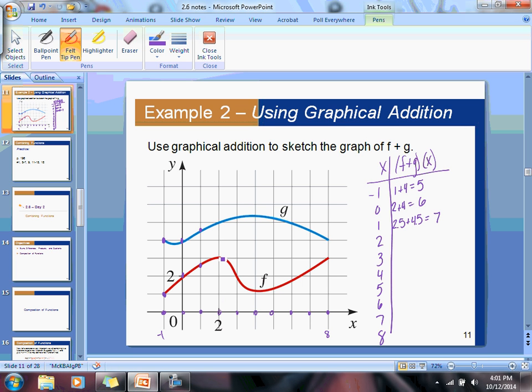Okay, at 2, looks like we were at 3 and 5. That's good because they're whole numbers. 3 and 5 is 8. At 3, looks like f gave me a value of 2. And then g, oh, maybe like 5.25. So 2 plus 5.25, that would be 7.25.